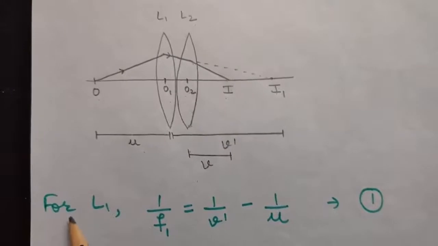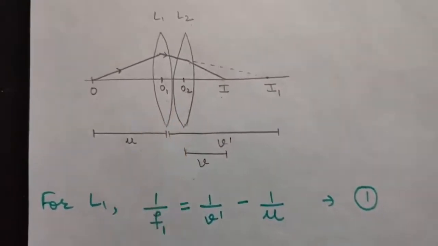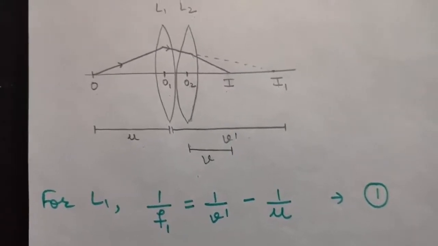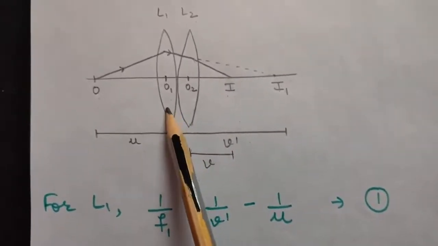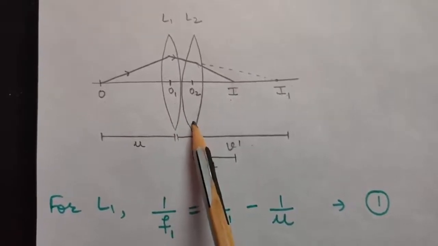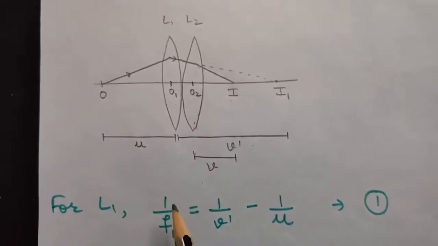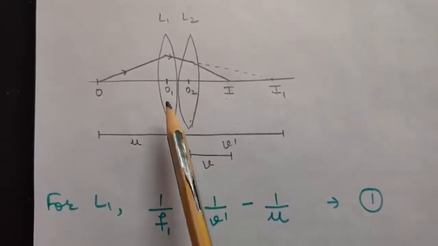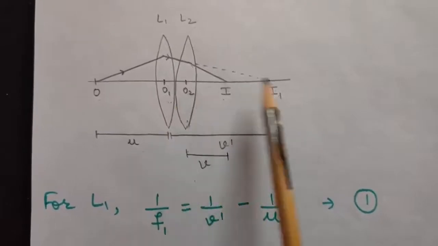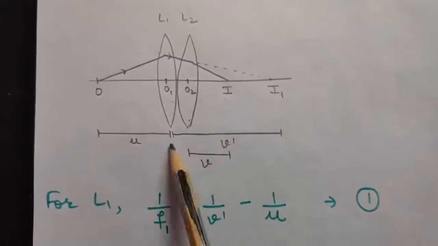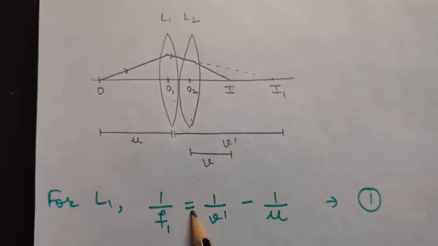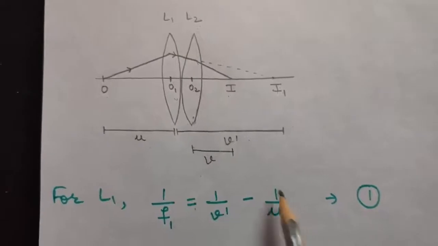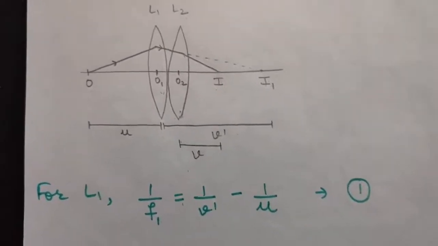So for L1, the lens formula is 1 upon F is equal to 1 upon V minus 1 upon U. Now let us suppose the focal length of L1 is F1 and the focal length of L2 is F2. So you can write for L1, 1 upon F1 is equal to 1 upon V. Now as I told you, for this lens, this is the image. So V will be V dash. Therefore 1 upon F1 is equal to 1 upon V dash minus 1 upon U because this is the object.